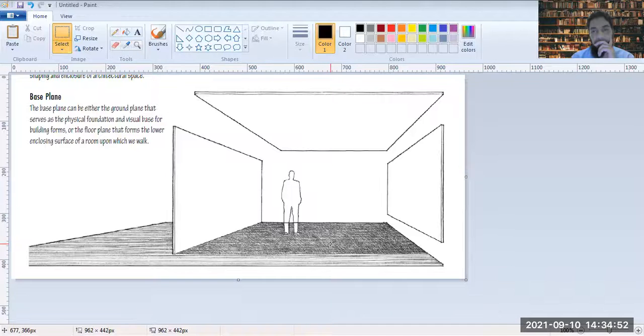This is the floor. Then you have the walls, and you have the ceiling, the overhead plane. So there are three planes. One is the base plane, then you have the wall planes, and you have the overhead plane. So the base plane can either be the ground plane that serves as the physical foundation and visual base for building forms, or floor plane that forms the lower enclosing surface of a room upon which we walk.